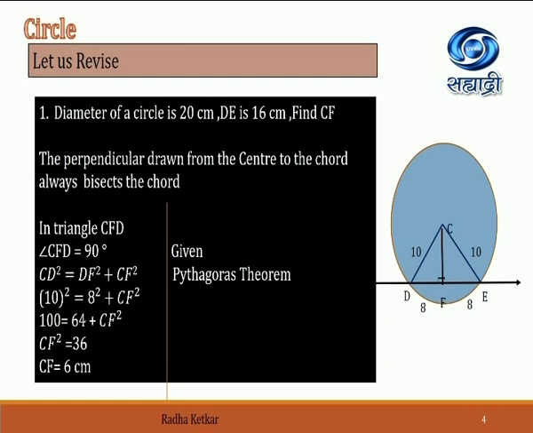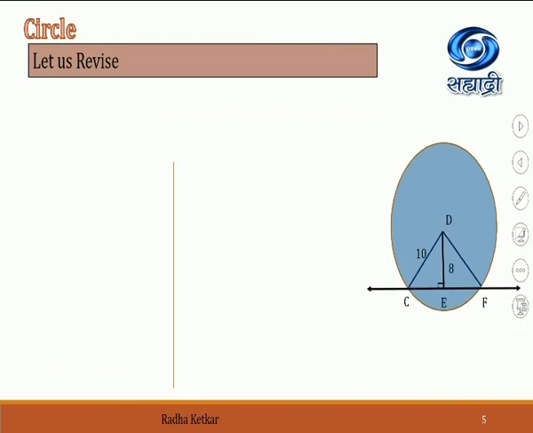So if you consider triangle CFD, angle CFD is 90 because we know that it is a perpendicular. So that's why CD square will be equal to DF square plus CF square. Substitute the values which are known. CD will be 10 because we know diameter is 20. So half of it, 10 equals 8 square plus CF square. 100 minus 64 gives us 36. That is nothing but CF square. Find out the square root to get the value of CF, that is 6 centimeter.